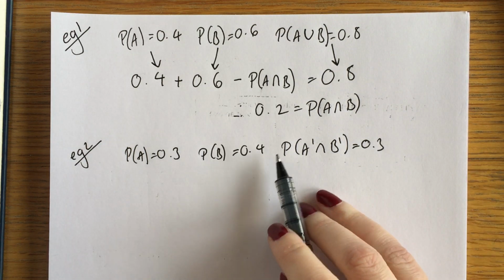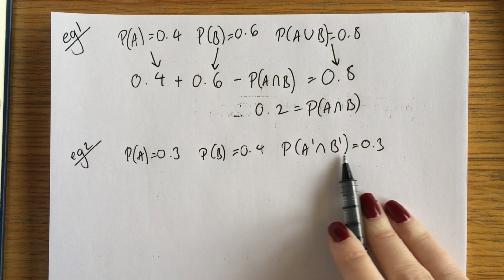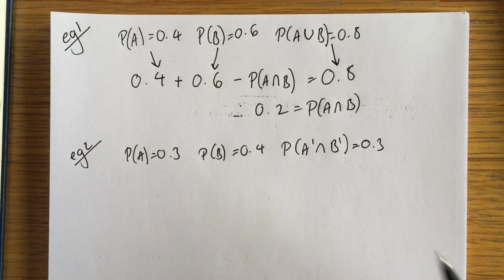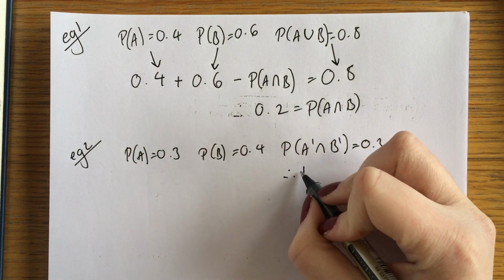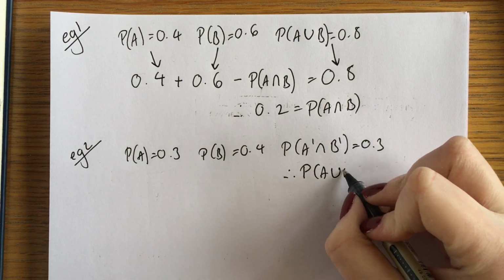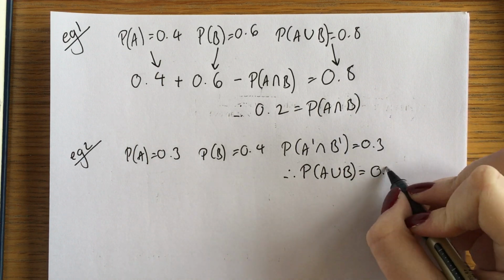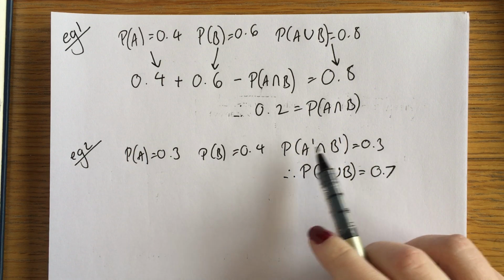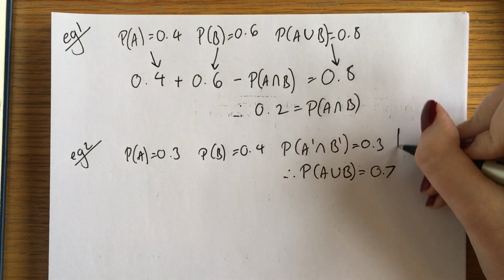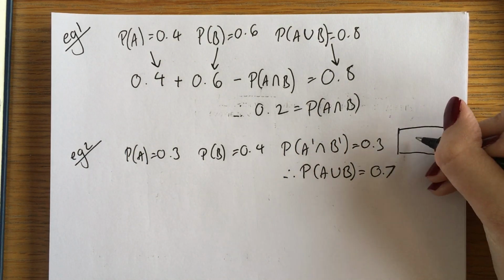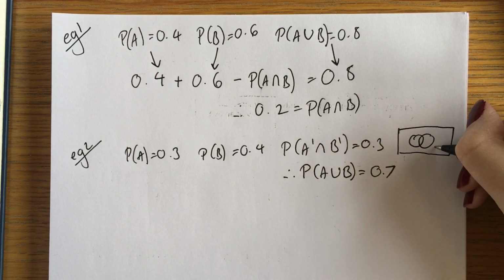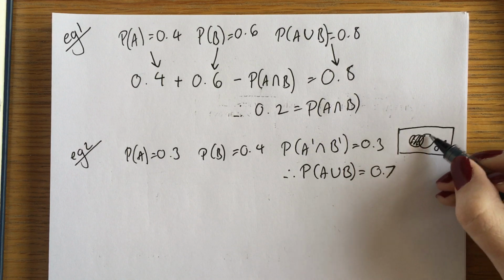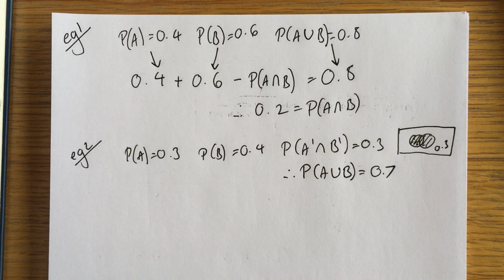Well, the probability of A not happening and B not happening, so neither A nor B, means that the probability of either of them happening must be 0.7. Because this means neither of them happen. So if I were to draw my Venn diagram, this bit out here would be 0.3, which means that this bit here must be 0.7.